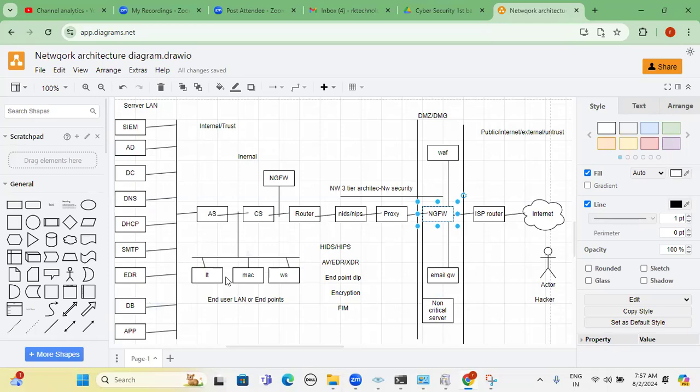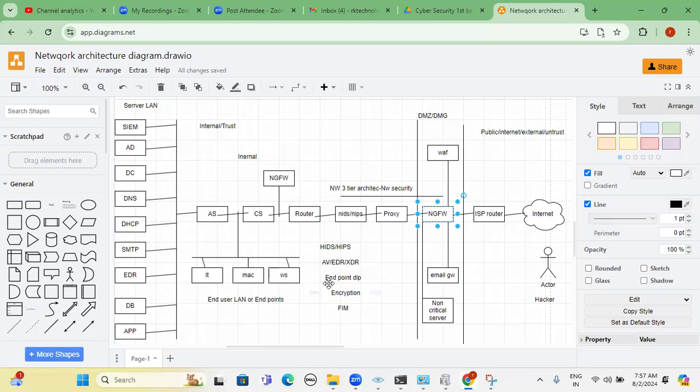So these endpoints, whatever security controls or solutions we are implementing, those solutions we will call endpoint protection, EPP, or else endpoint security solution. So coming back, endpoint security solutions: we have antivirus or EDR or XDR. That is the first solution. We have host IDS and host IPS, host intrusion detection system, host intrusion prevention system.